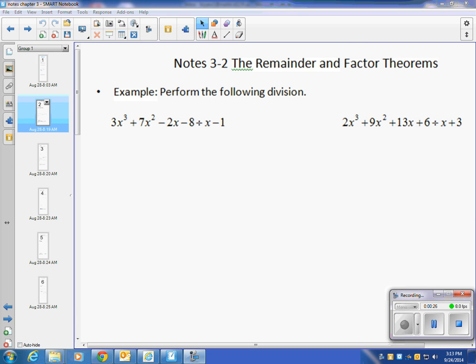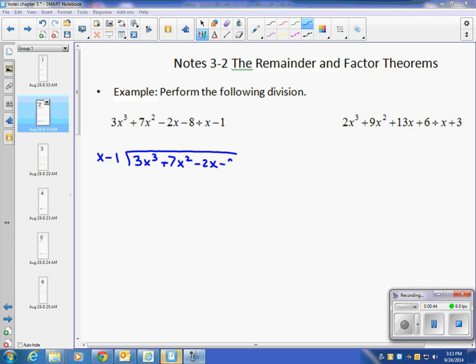The first type of division we're going to do is long division. We're going to set up the long division just like we would any long division of numbers. The part that we're dividing by goes on the outside. The polynomial that we are dividing into goes on the inside. So we're going to go ahead and do this division.